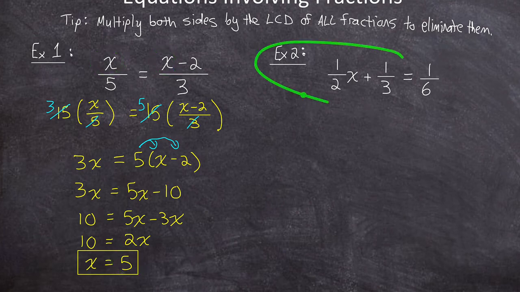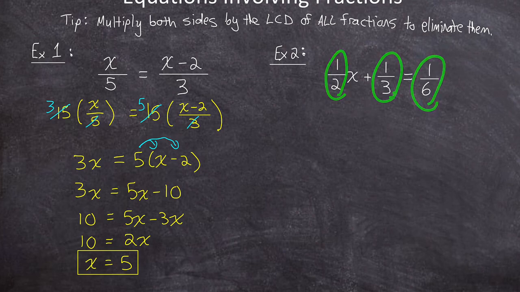Let's now try and solve equation number 2. I see 3 fractions. So what I can do to get rid of those fractions is multiply both sides of the equation by the lowest common multiple of all of the denominators. The lowest common multiple of 2, 3, and 6 is 6. So I'll multiply both sides of this equation by 6.